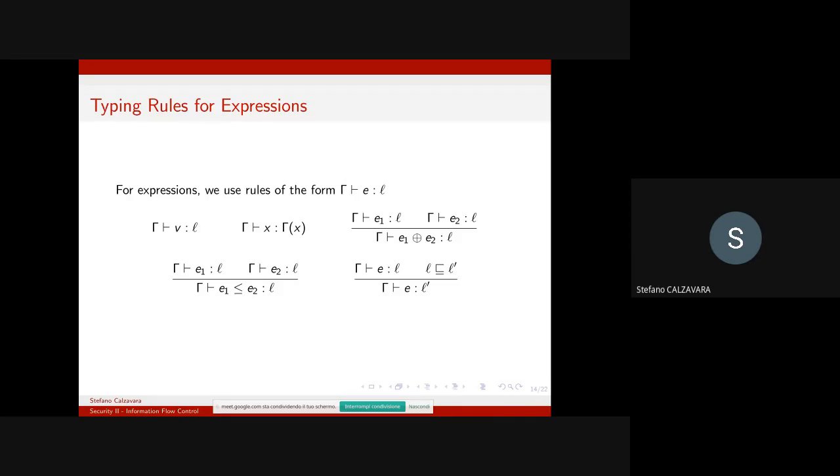Let's think about the alternatives. So let's say I want to have a program which picks my pin, which is secret, and adds the value 10 to the pin. Okay? If I say that the result is public, do I have a security problem or not?